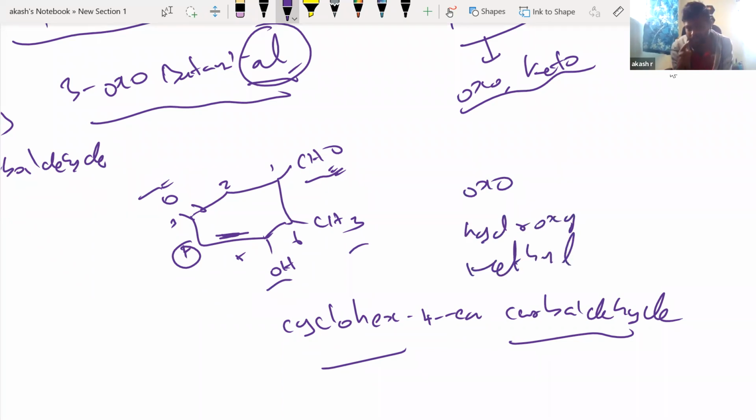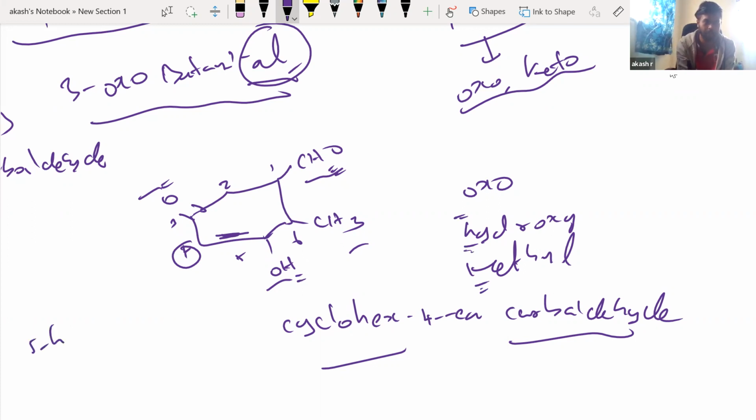And whenever you have three things like this, four things like this, more than one thing, you always have to follow alphabetical order. So obviously H will come first, then M, then O. So we'll first put a hydroxy first, that is there in the fifth carbon.